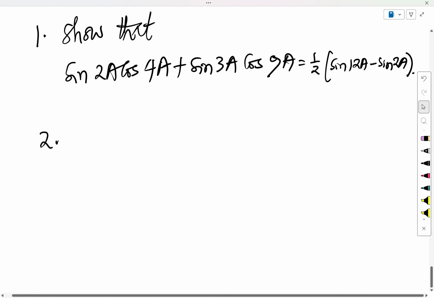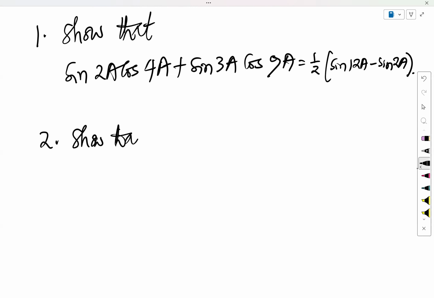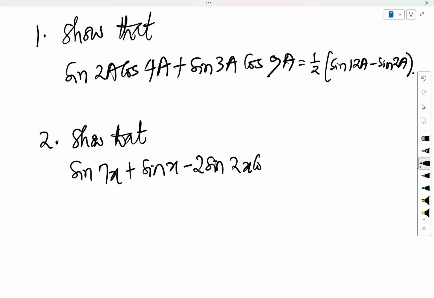The next question: show that sine 7x plus sine x minus 2 sine 2x cos 3x is the same thing as 4 cos squared 3x sine x. That's what you have to show for the second question. Well, what you have to do here is this is a sum, make it a product. Then if there are common things, factorize them, and then you can tidy things up.